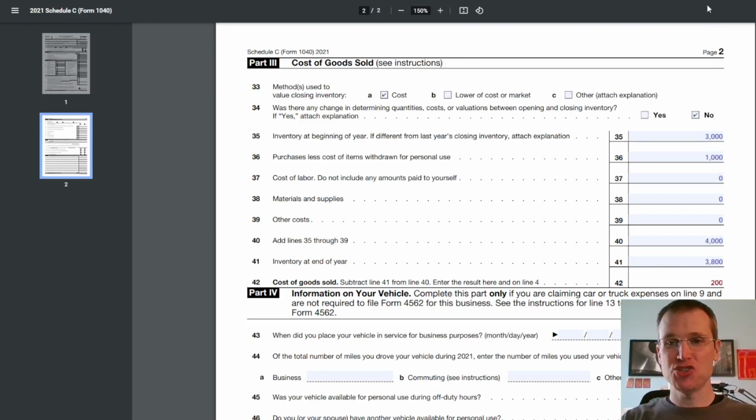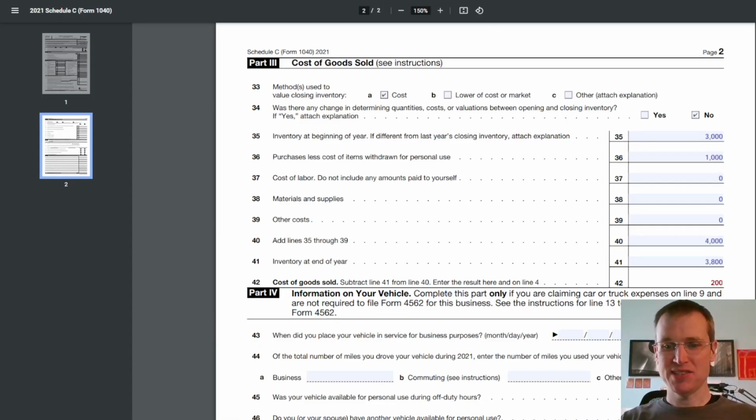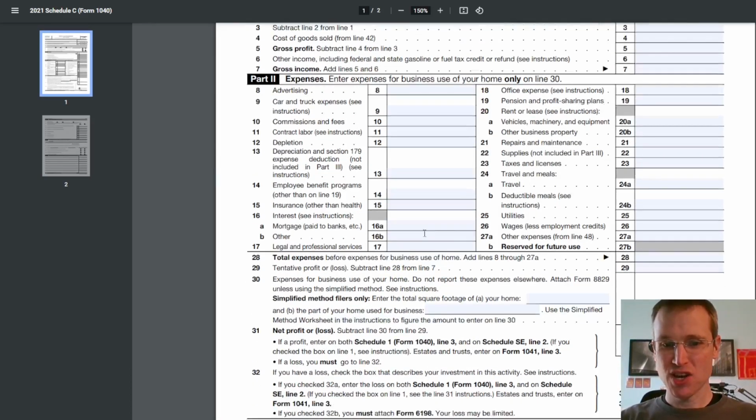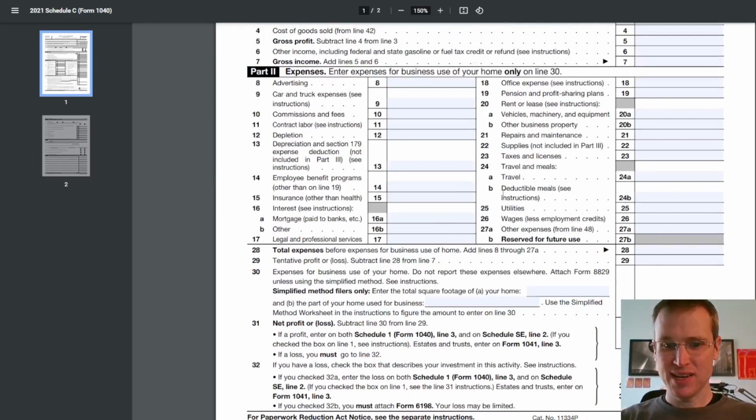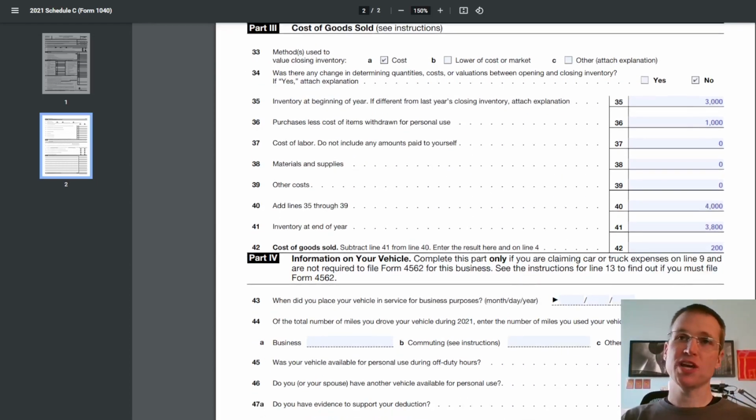And that should jive with what we get from this. So if we added up all the ones that we've marked as sold, then it sums to 200. And this is your accounting for inventory. So there's a line on the first page where you come back and you enter that in, and somewhere around here, oh, I forget. But that's the idea of inventory accounting for your Schedule C.